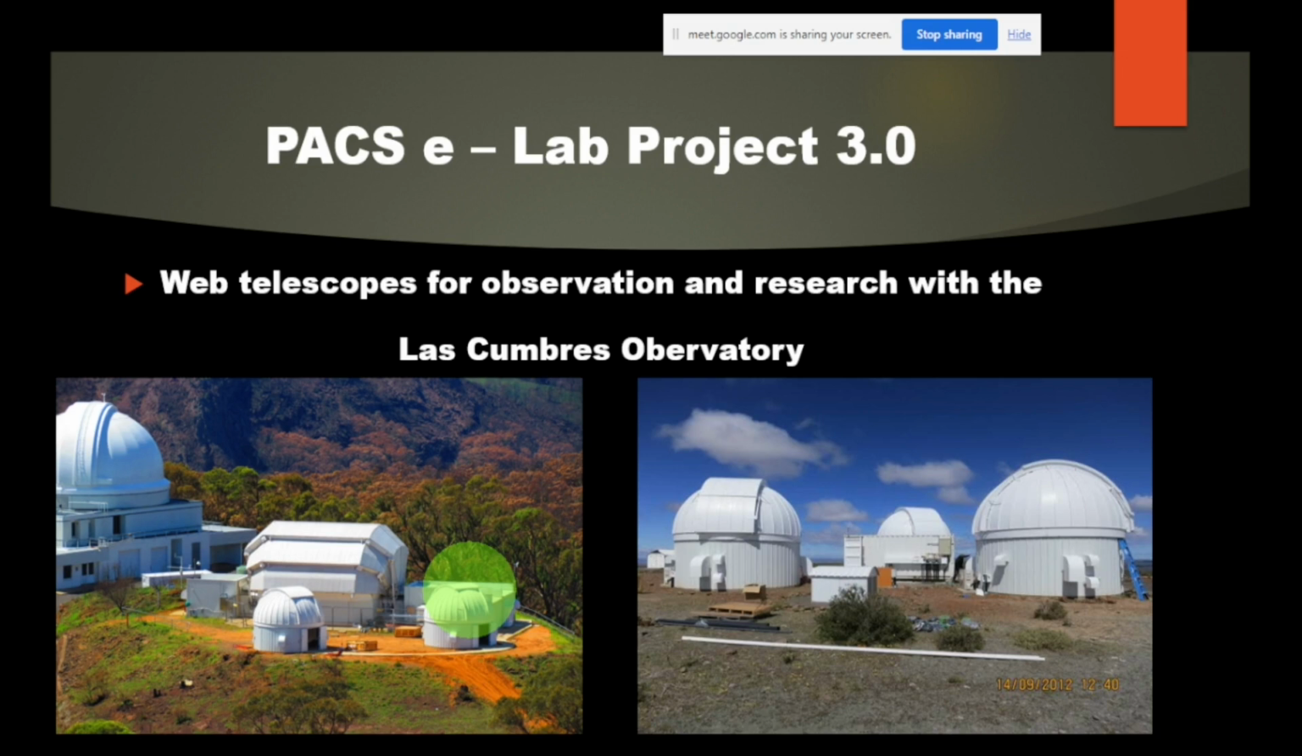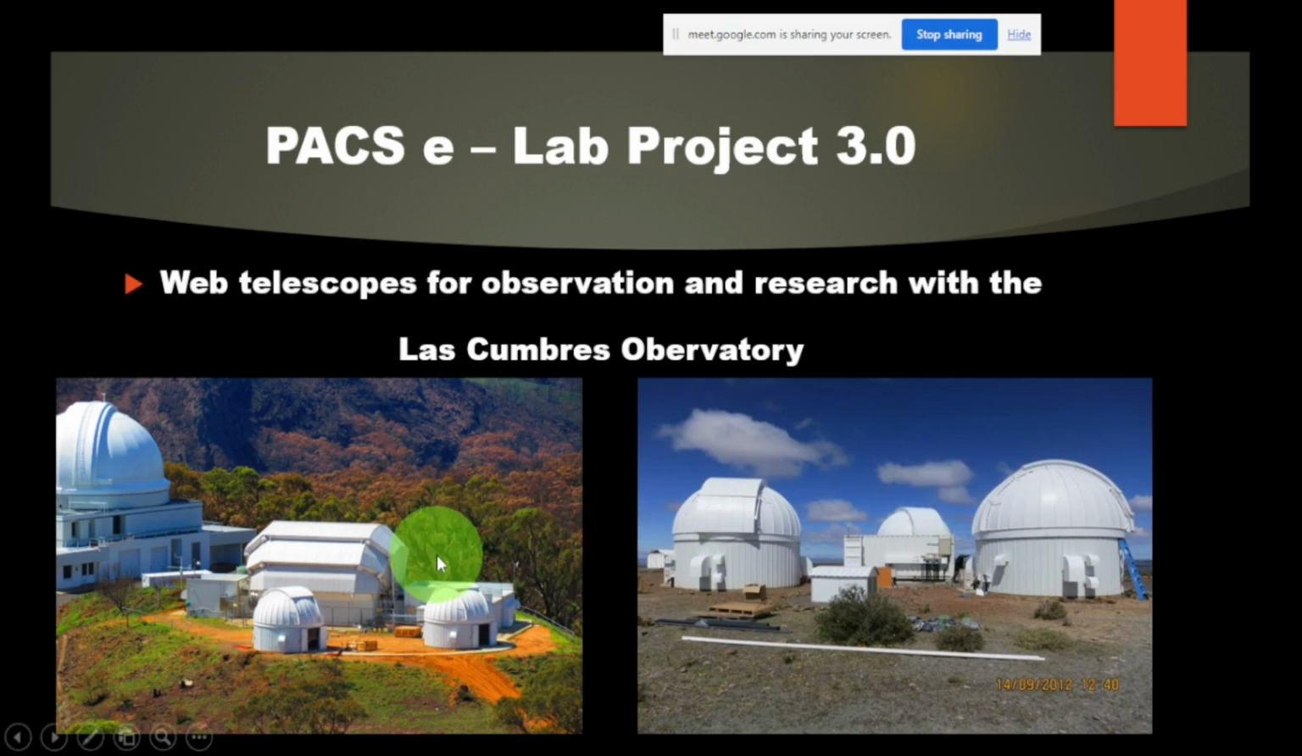Then we have our third project. Okay, this one is targeted at mostly independent researchers and university researchers. We want to spread astronomy research across Africa. Okay, but you know, most universities in Africa do not have telescopes like this. So we wrote to the Las Cumbres Observatory, and luckily for us, we were awarded 100 hours of telescope time, and we are dedicated to using it for astronomy research.